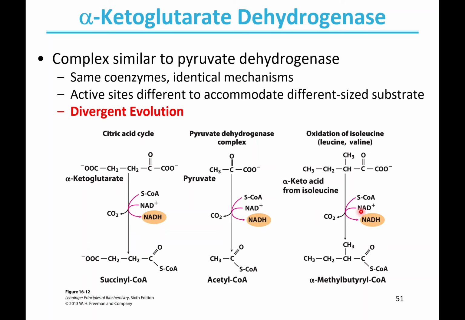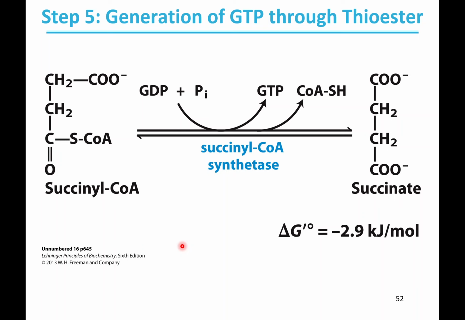Okay, and then you also have another complex that's specific for the oxidation of isoleucine. And also leucine and valine kind of go through this pathway as well. Okay, so all very, very similar, using the same mechanism. Okay, moving on to step 5.